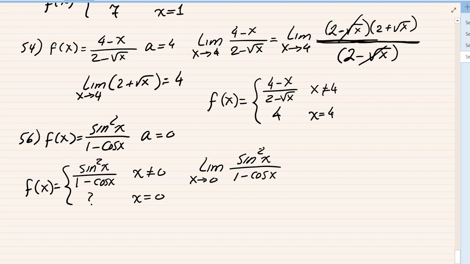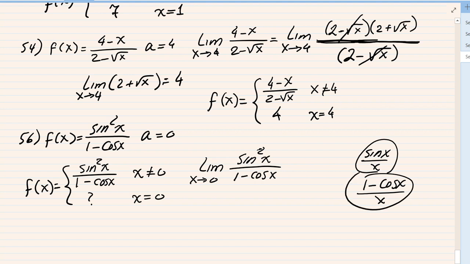And remember, folks, when you're working the limits in this chapter so far, we haven't gone far. We really did limits involving trig functions in one section. I think it was section 1.2. So remember the limit of sine x over x and the limit of 1 minus cosine x over x. Those are really the only two limits that we know about. So all of these trig functions must somehow turn into one of these.